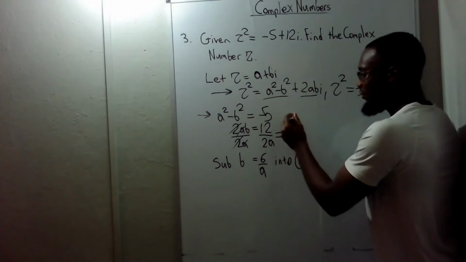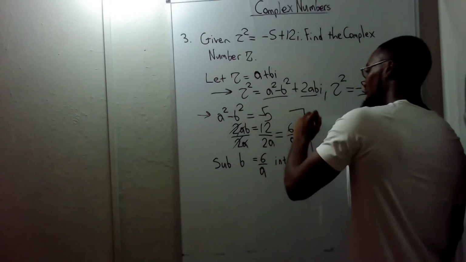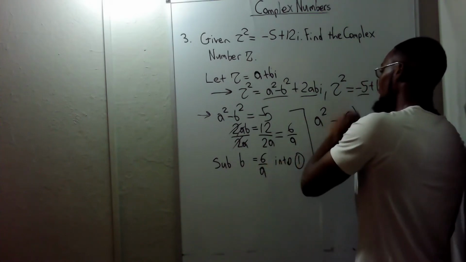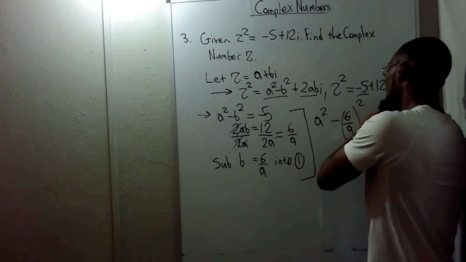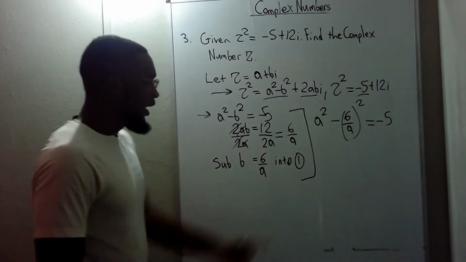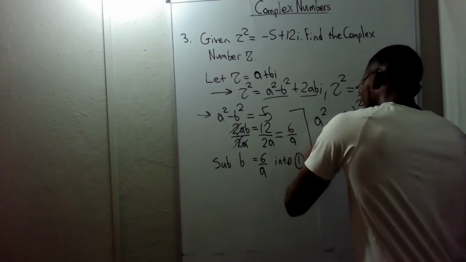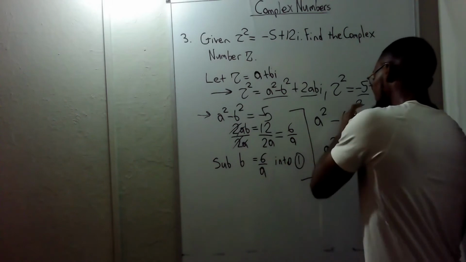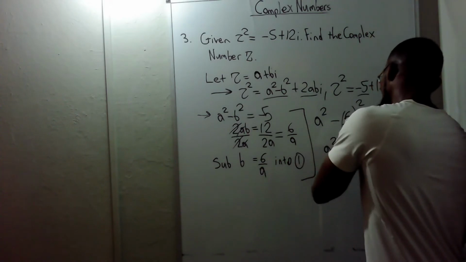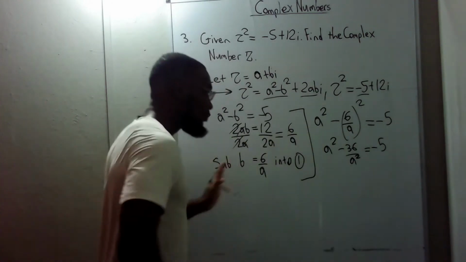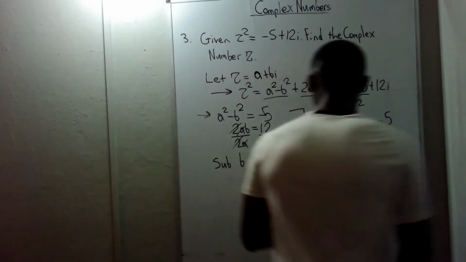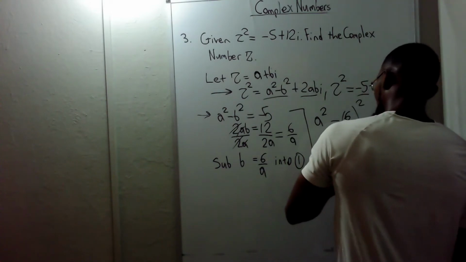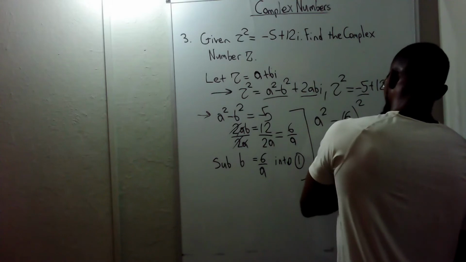So the first equation becomes a squared minus (6 over a) squared equals negative 5. Expand out the square: a squared minus 36 over a squared equals negative 5. Then we can multiply through by a squared, and we get a to the 4 minus 36 equals negative 5a squared.